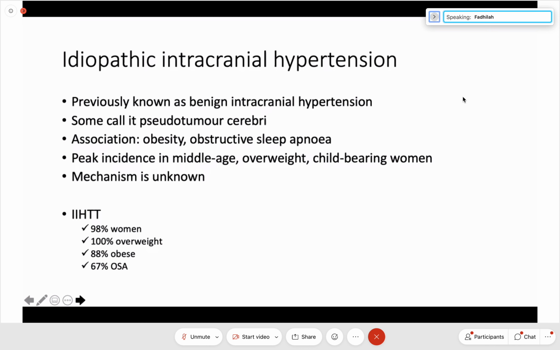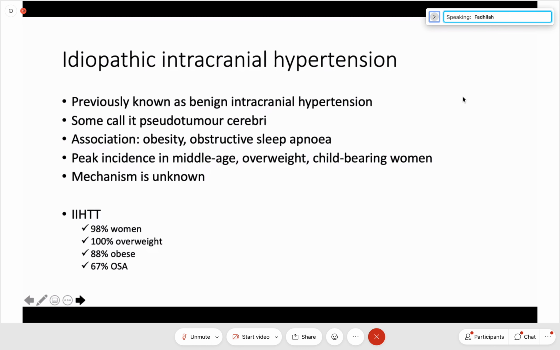Now, the association that you usually see is, of course, obesity and obstructive sleep apnea. So always ask the patient, or always ask the partner, whether this patient snores at night, whether there is any hypersomnolence during the daytime. Okay, and the peak incidence, we all know this, is middle-aged, overweight, childbearing women. The mechanism is not clearly known.